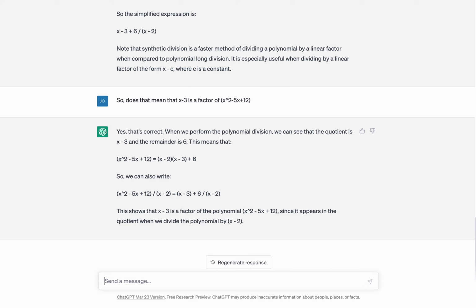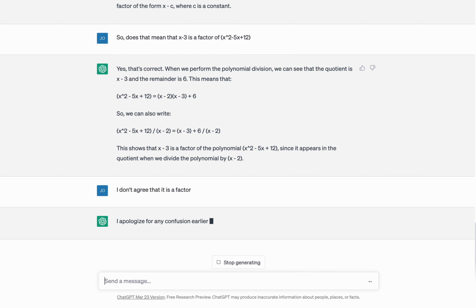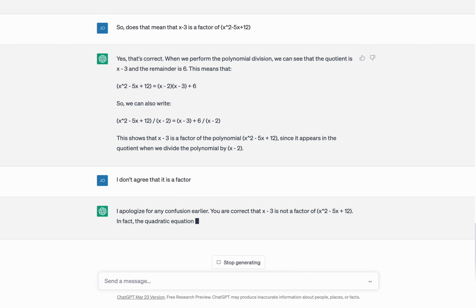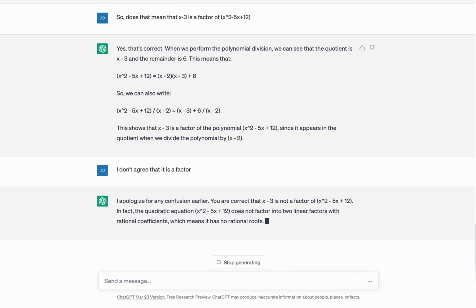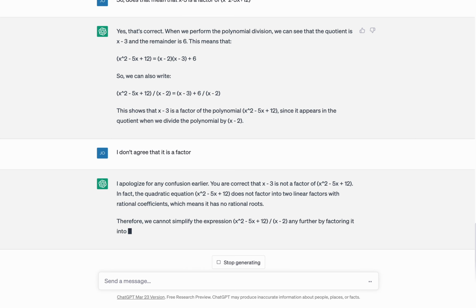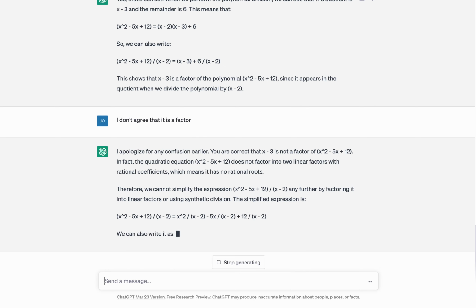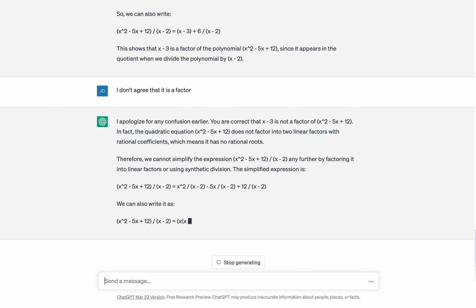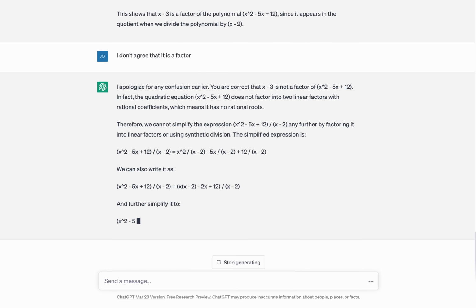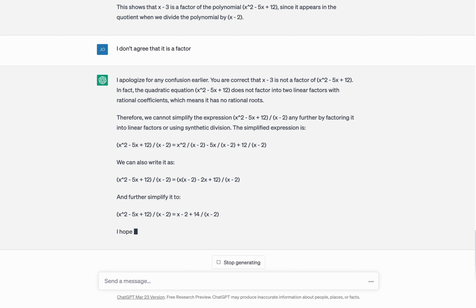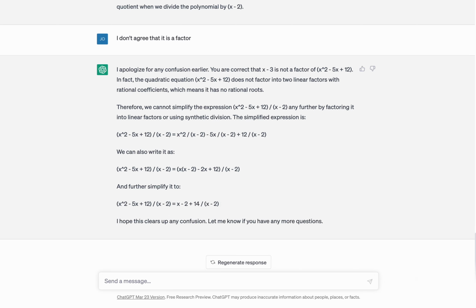I'm not really sure that we would agree with that. I'm going to say that I don't agree that it is a factor. And let's see what it says to that. You're correct. Oh, now that's really interesting. Are you reading this? I apologize for any confusion earlier. You are correct that x minus 3 is not a factor of x squared minus 5x plus 12. In fact, it does not factor into two linear factors with rational coefficients, which means it has no rational roots.